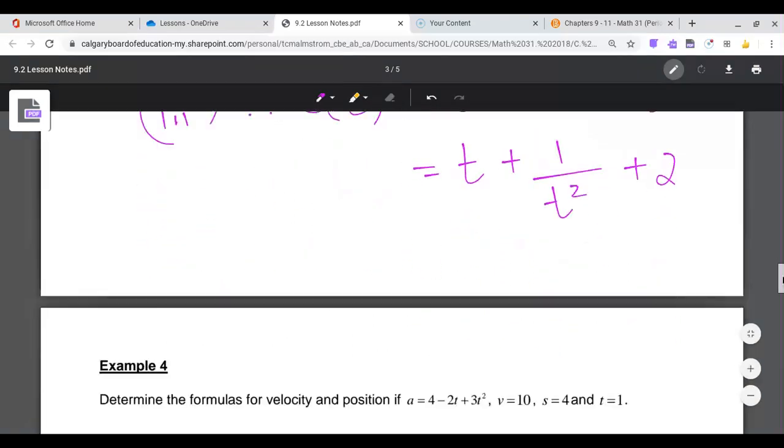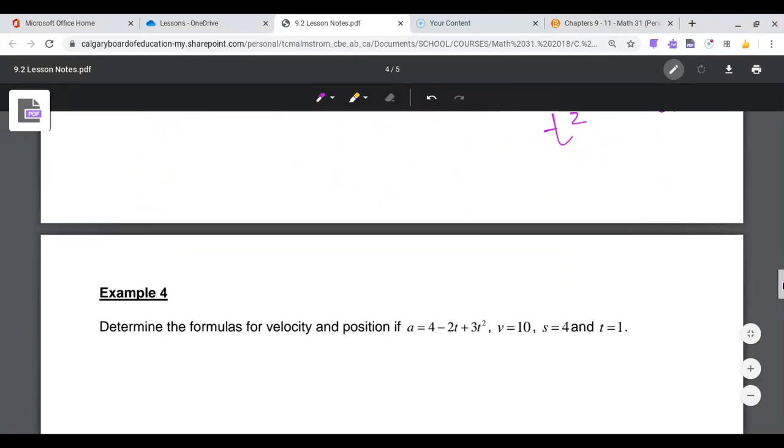Okay. I'm going to pause the video here, and I'm going to let you try examples 4 and 5 on your own. See how it goes, and then come back and check in video number 2 to see if you got them right.